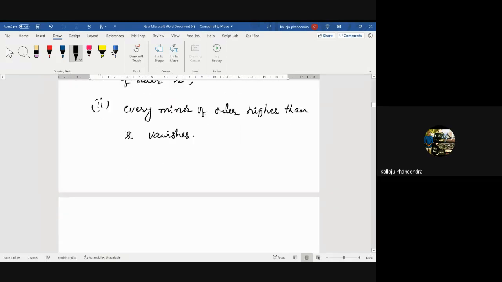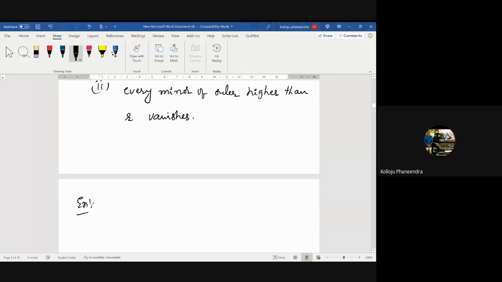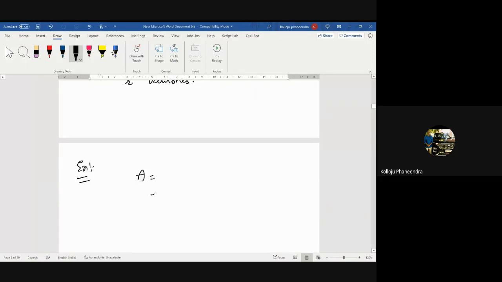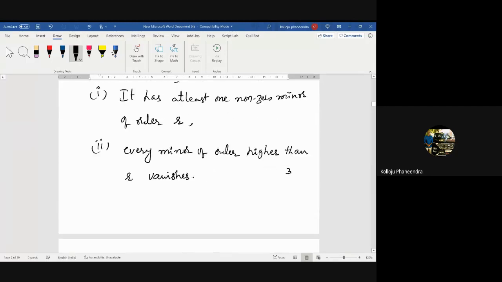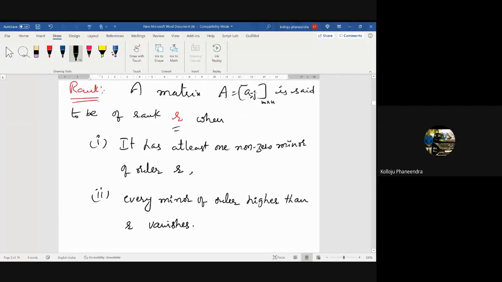For example, if I consider one problem, matrix A equal to 1, 2, 3, 4, 5, 6, 7, 8, 9. This is a 3 by 3 matrix. It is a square matrix of order 3, right? So m is 3 and the number of columns is 3. And I have to find the rank of the matrix, that is R.